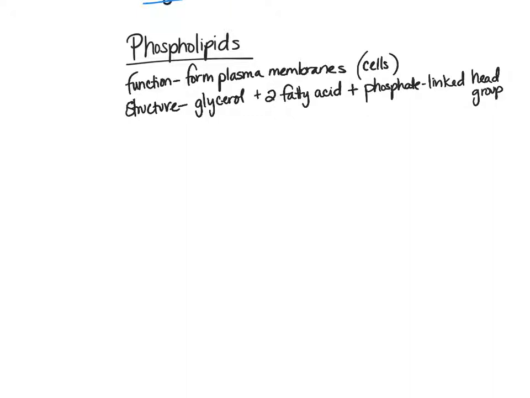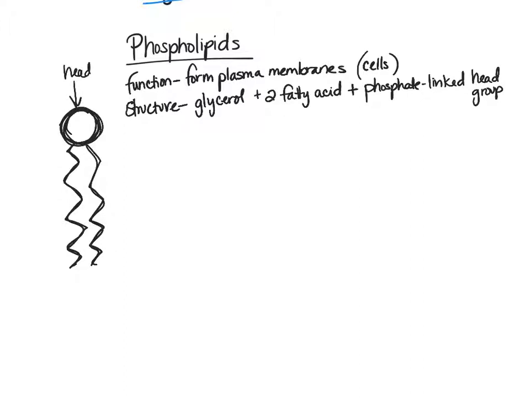So this one typically is drawn with the head here, and then we have our 2 fatty acid tails here. So this is kind of our head, which includes our phosphate-linked head group and the glycerol backbone, and then these, of course, are quickly drawn fatty acid tails. And there are 2 of them. So this structure here, this is the head, and then of course these are the tails.